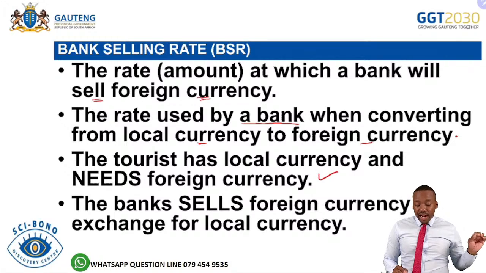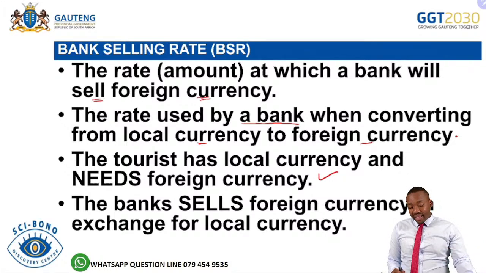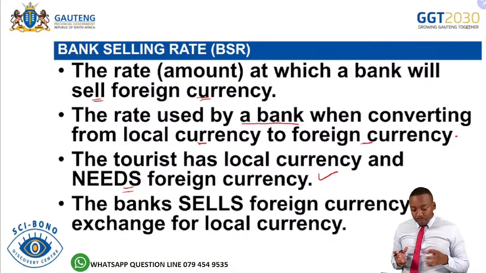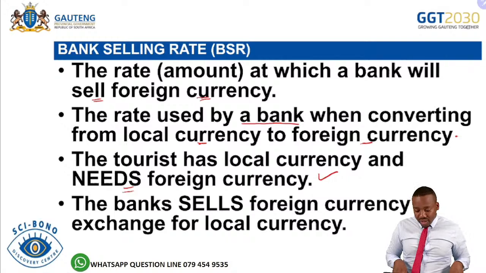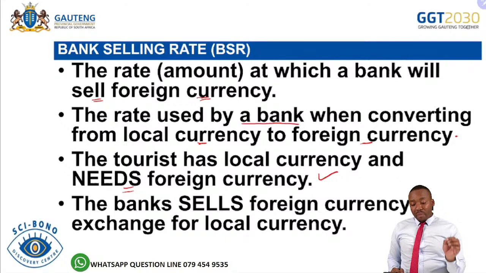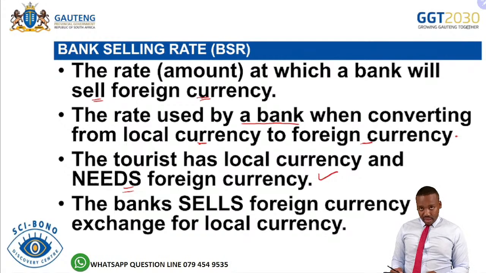What are we saying here? We are saying the tourist has local currency and needs what? Foreign currency. The tourist has what? Local currency. In our context, you've got the rands, but you want pula. You've got the rands, but you want dollars. You've got the rands, but you want British pounds. You've got the rands, but you want Australian dollars. So the bank will sell that foreign currency using what? BSR. We are saying the bank sells foreign currency in exchange for the local currency.